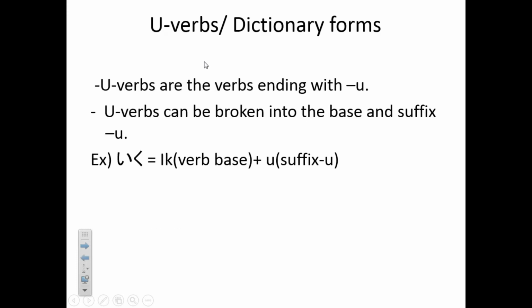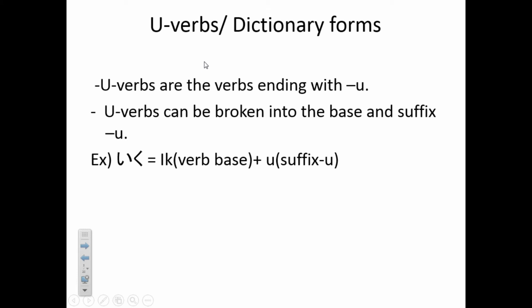Okay, first, I'll talk about u verbs. We have 3 different types of verbs. They're called u verbs, ru verbs, and irregular verbs. And u verbs' dictionary forms are the verbs ending with a U sound. For example, iku is ending with U sound, and they're called u verbs.